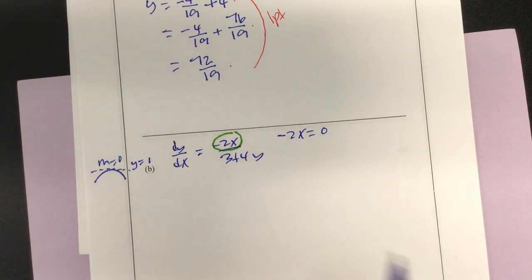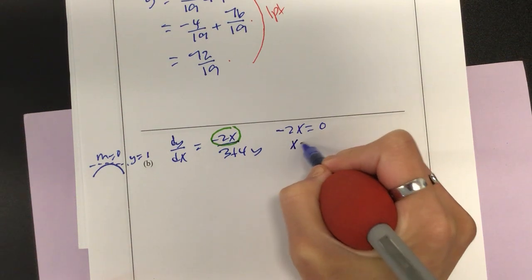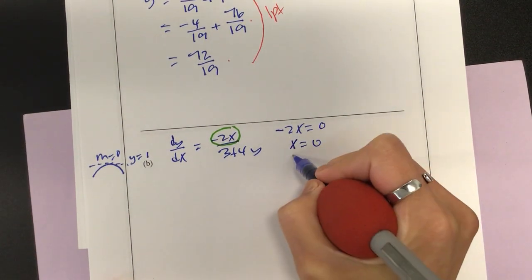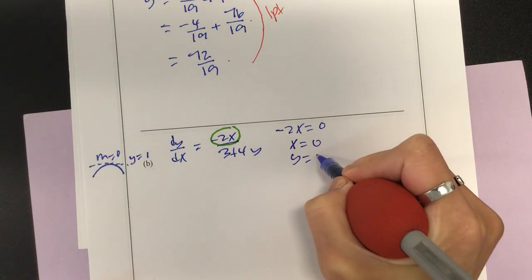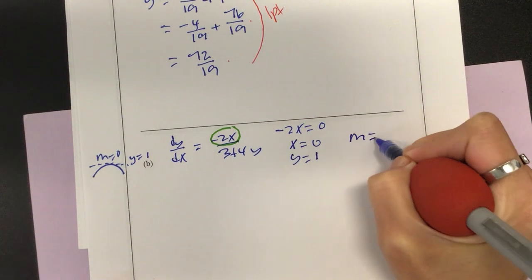What is my x then? When I divide by negative 2, what do I get? 0. Okay? And they also gave us y is equal to what? The horizontal tangent at what number? 1. And that's when my slope is going to be 0.